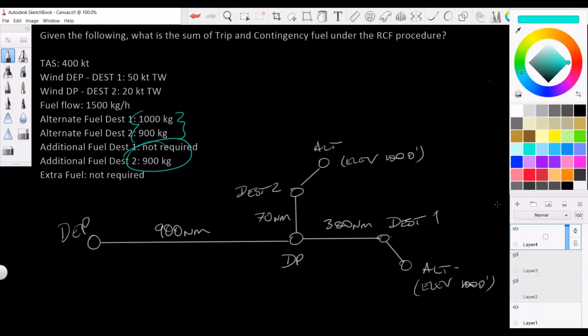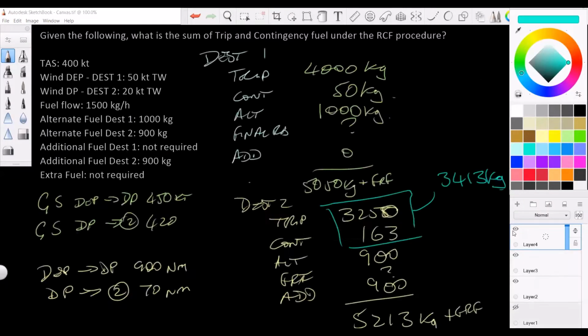Okay, so let's scrub that. Let's go back to whether we would even use reduced contingency fuel or not. Here we're saying that under the reduced contingency fuel procedure, we require basically 5,213 kilos of fuel plus final reserves.